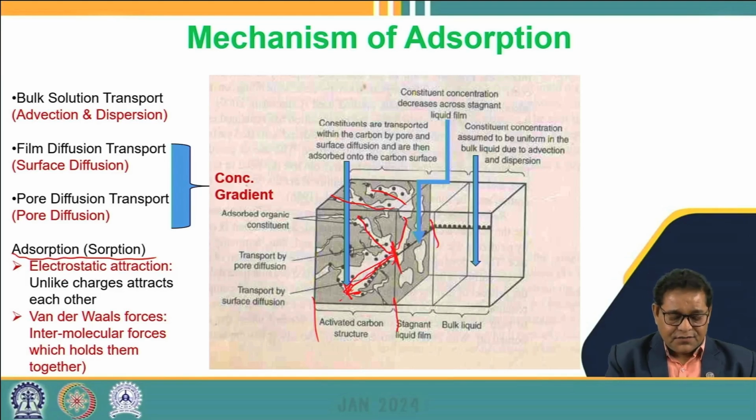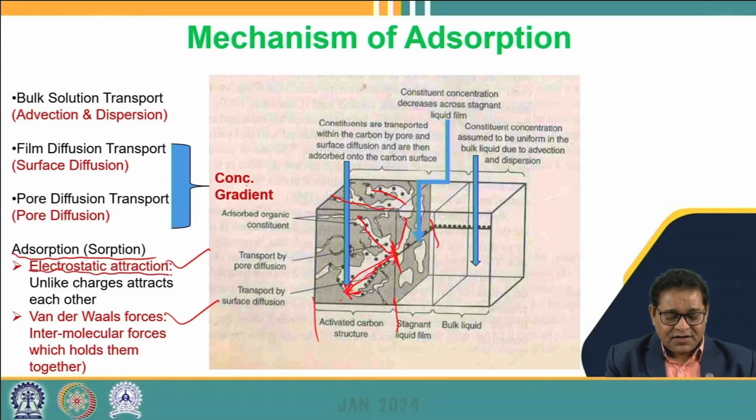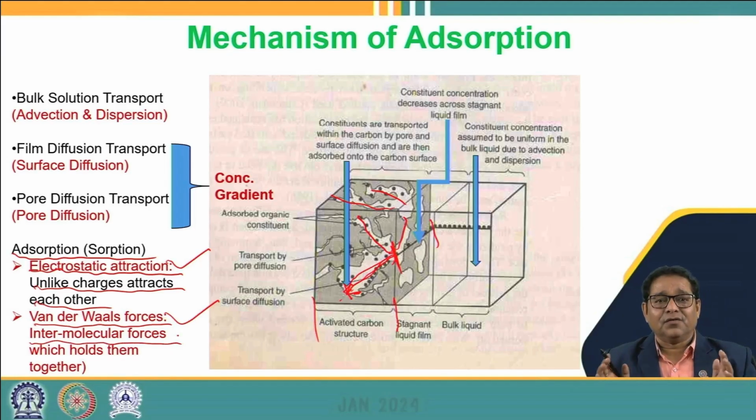Finally, when the pollutant reaches the interior surfaces, it gets adsorbed because of two processes: either electrostatic attraction, because unlike charges attract each other, or van der Waals forces, which are basically the intermolecular forces that hold the adsorbate onto the adsorbent surface. So these are basically the different mechanisms of adsorption.